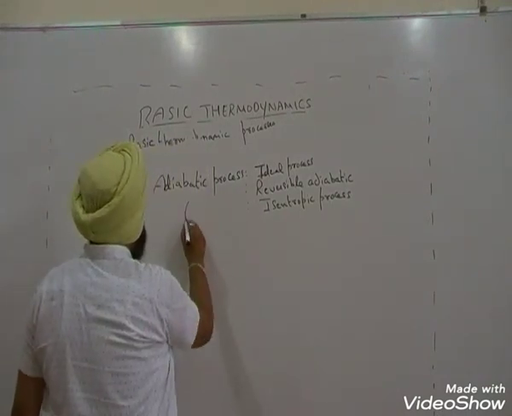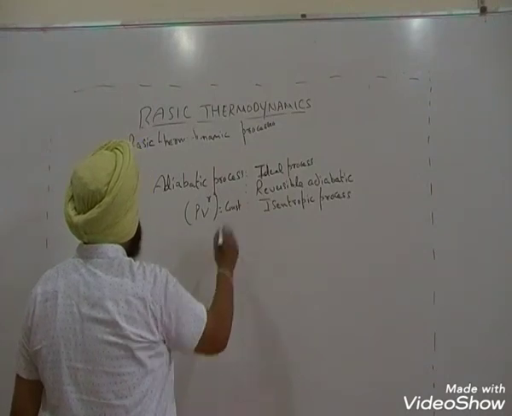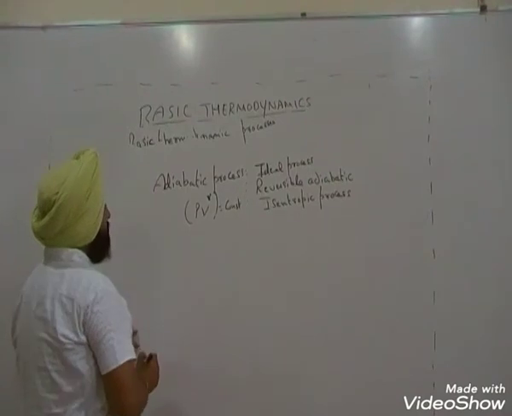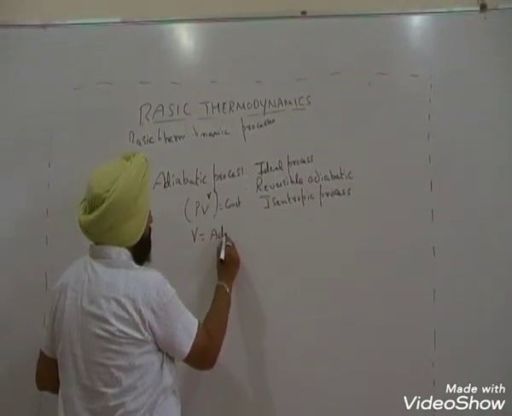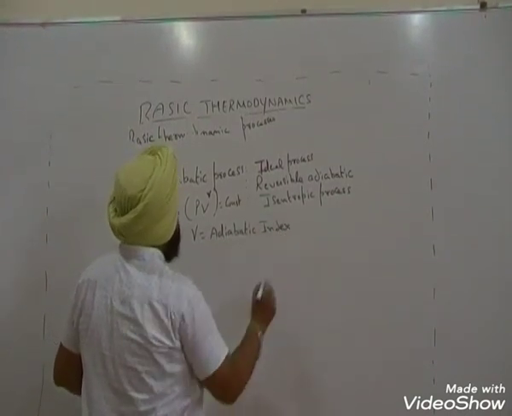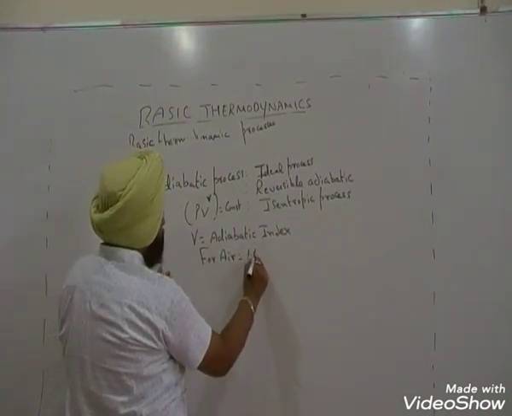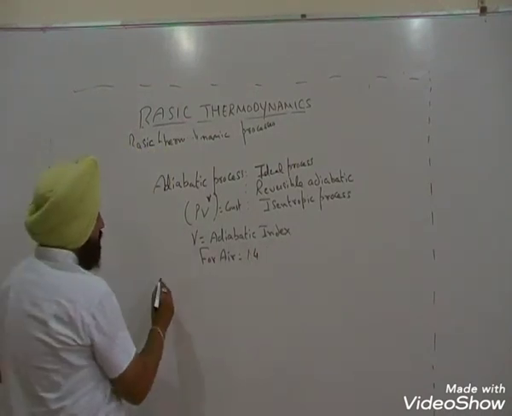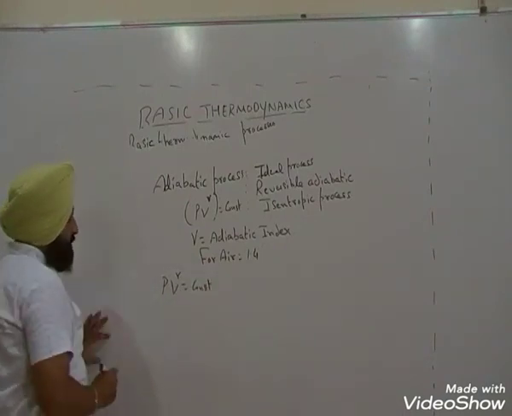So the adiabatic process is described by pressure, volume, gamma. So PV raised gamma is constant. What is gamma? It is the adiabatic index. And for air, the adiabatic index value is standard 1.4. So PV raised gamma is constant for adiabatic process.